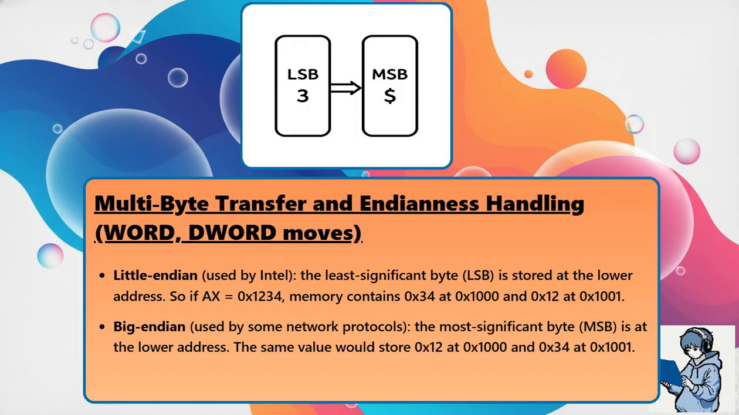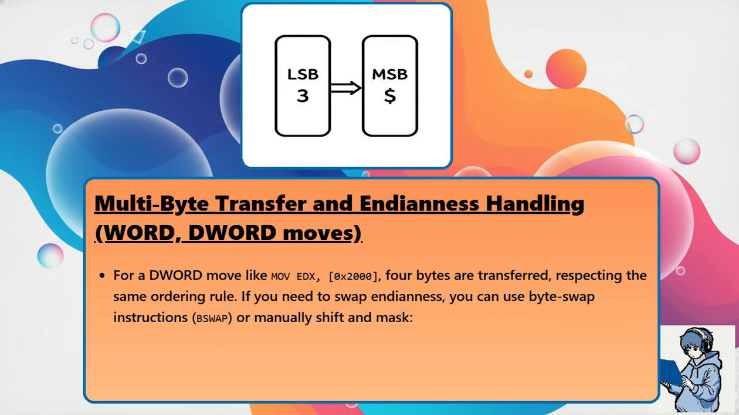Big endian, used by some network protocols: the most significant byte, MSB, is at the lower address. The same value would store 0x12 at 0x1000 and 0x34 at 0x1001. For a double word move like MOV EDX from address 0x2000, 4 bytes are transferred respecting the same ordering rule. If you need to swap endianness, you can use byte swap instructions, BSWAP, or manually shift and mask.